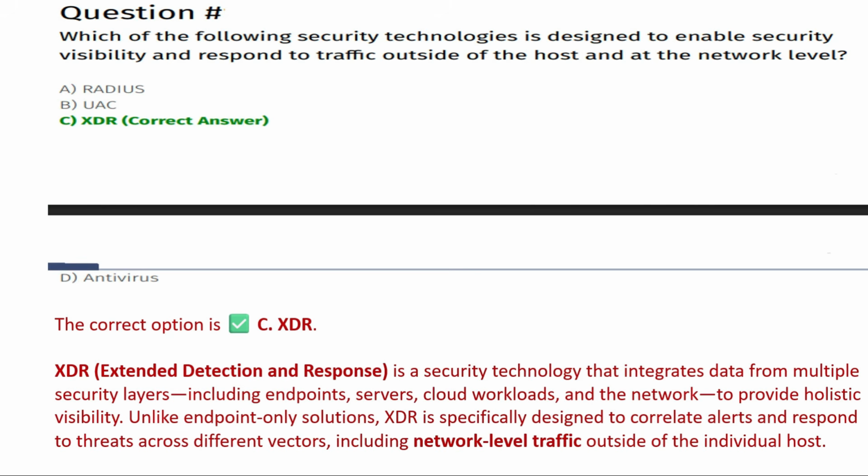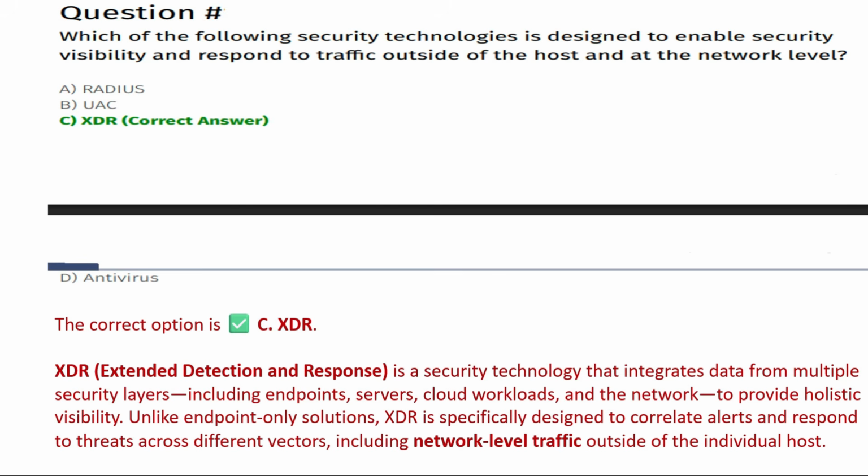Next question is, which of the following security technologies is designed to enable security visibility and respond to traffic outside of the host and at the network level? Option A, RADIUS. Option B, USC. Option C, XDR. Option D, antivirus. And the correct answer for this question is option C, XDR.